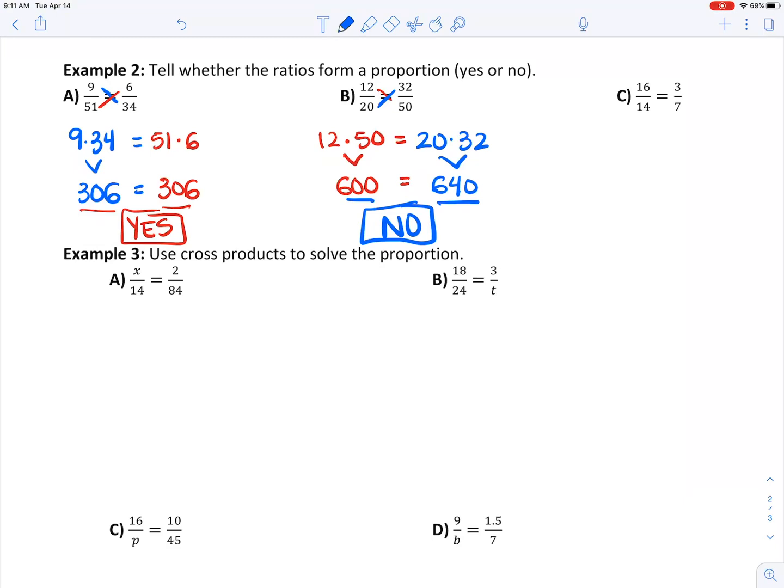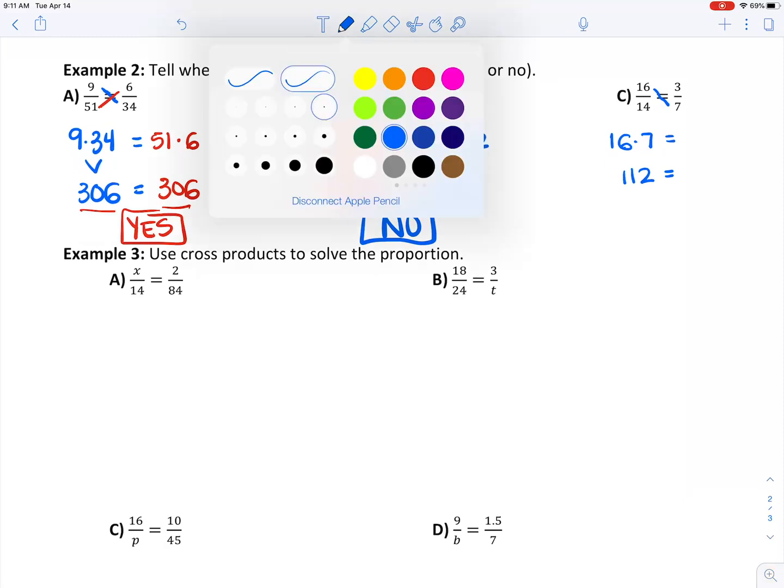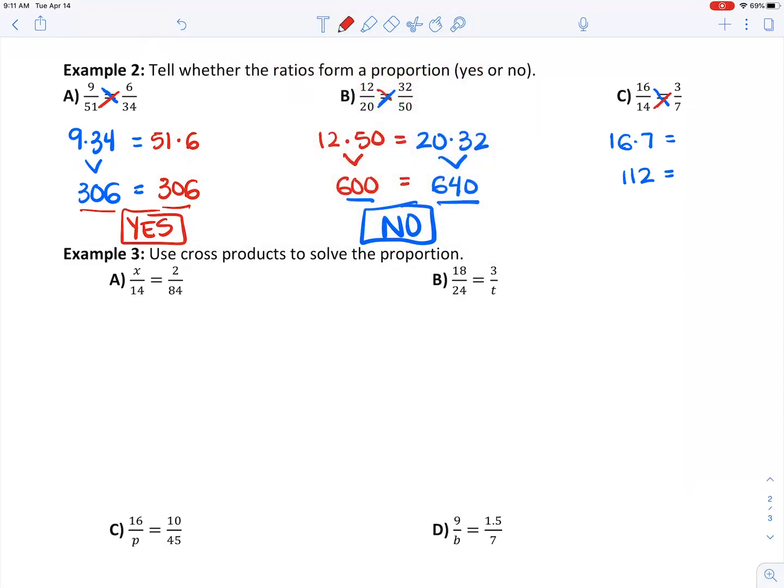It's not a proportion. All right, taking a look at the last one here, we have 16 times 7, which if I were to calculate that, that's 112. And now let's find our other cross product. 14 times 3. And 14 times 3 is 42. So does 112 equal 42? No, it does not. So this is not a proportion. Proportions only work if the two ratios are equal to each other.